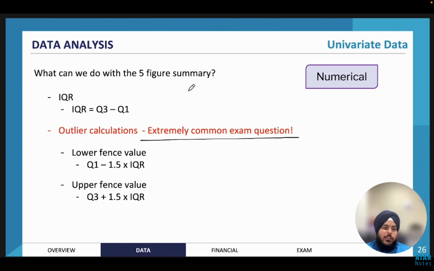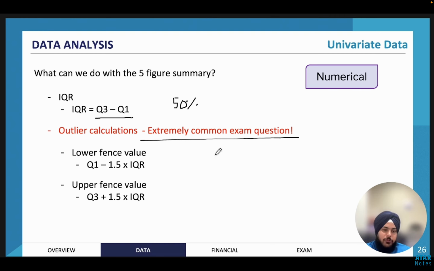So IQR literally just represents the interquartile range. It's found by doing Q3 minus Q1. What it's essentially doing is finding the middle 50% of the data. So where does the middle 50% of the data lie, between what values? Q3 represents the upper quartile and Q1 represents the lower quartile. Therefore the IQR represents the middle 50% of the data values. And from this, we can work out the lower fence value.